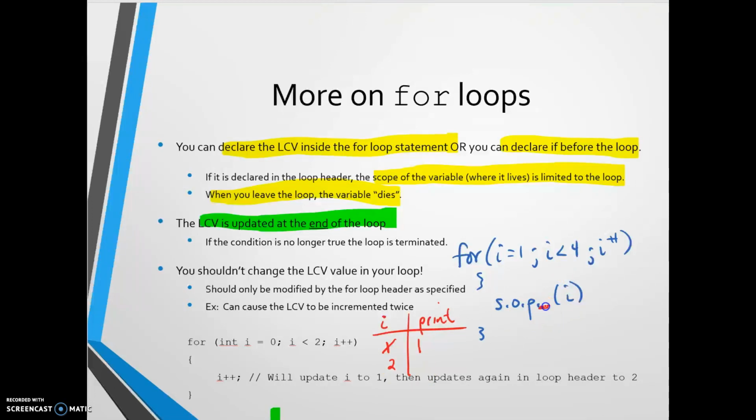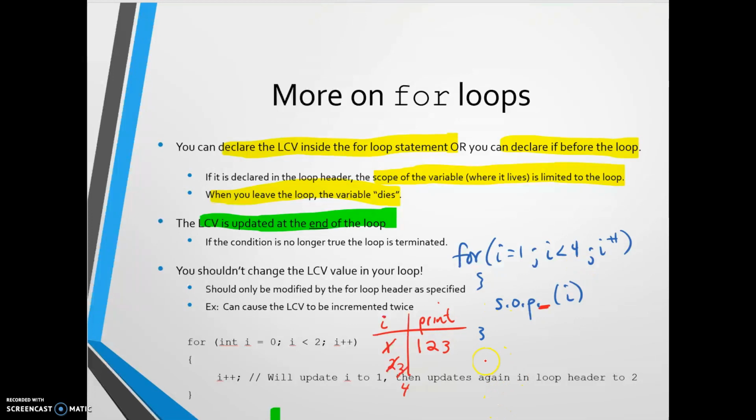Since this is just a print and not a println, the 2 will go on the same line. I increment my variable and I get a 3. Is 3 less than 4? Yes, it is. So I print the 3. Okay, I increase my variable. Now my variable is equal to 4. I come up here. Is 4 less than 4? No, it is not. So now I leave my loop.